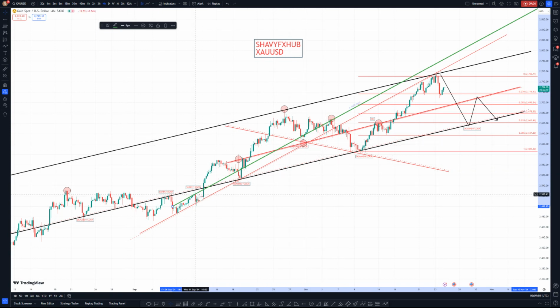The resistance structure, break of a resistance structure, retest, break of a support structure. Price tapped into liquidity, break of a resistance structure, price came on retest, came here, retest, boom, break of a support structure, price came on retest. So I expect the next retest to be here.